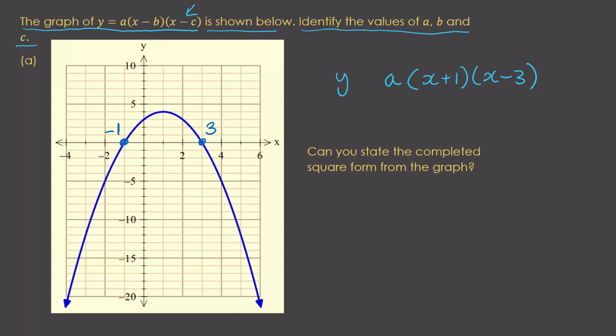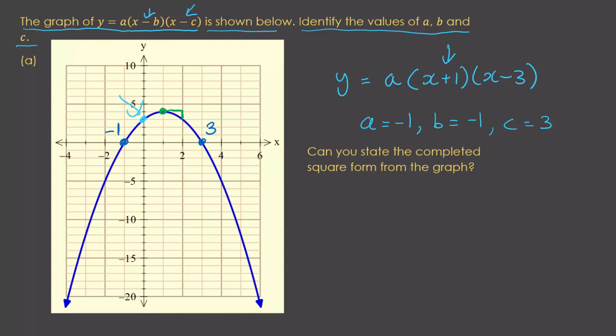We need to identify the a in front. Now, as we've seen, there's a couple of ways of doing that. Go to the vertex. If I go 1 unit right, it looks like I go 1 unit down. So that would make the a -1. So I'm going to say that a is -1, b is -1 because this one is x plus 1, comparing with the x minus b up here, and that c is equal to 3. Now remember, you could use the intercept as well to find the a.